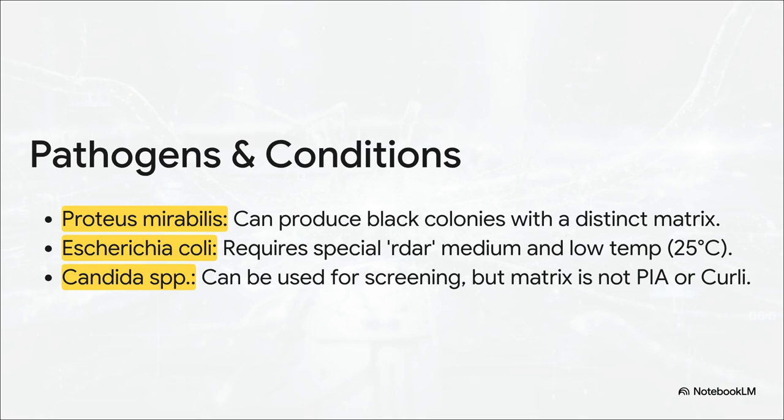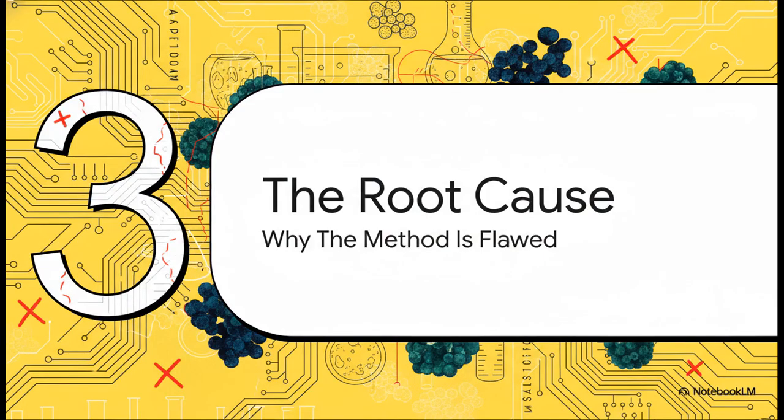Proteus mirabilis? Oh yeah, it can make those nice black colonies, but the stuff it's making has nothing to do with what the test is designed to find. E. coli, to get that classic result people talk about, you can't even use a standard protocol. You need special media with no salt, and you have to incubate it at room temp. Even Candida can be screened, but again, whatever the dye is sticking to, it's not the same stuff we see in bacteria. There is no one-size-fits-all protocol, which makes it a nightmare for standardization. So, we've seen that it fails.